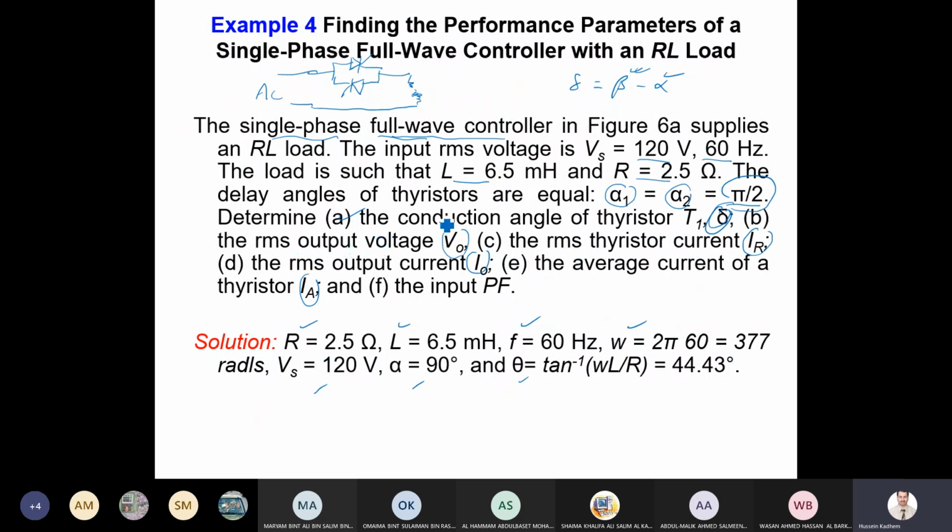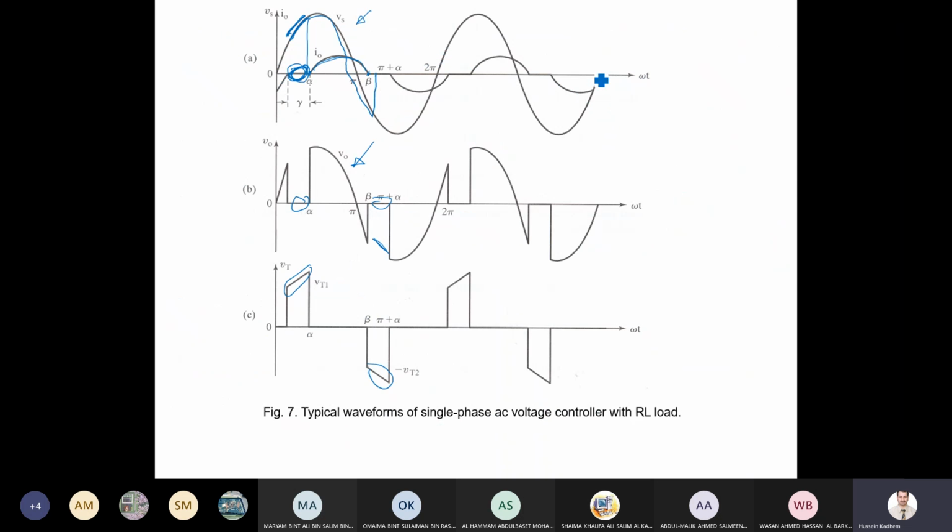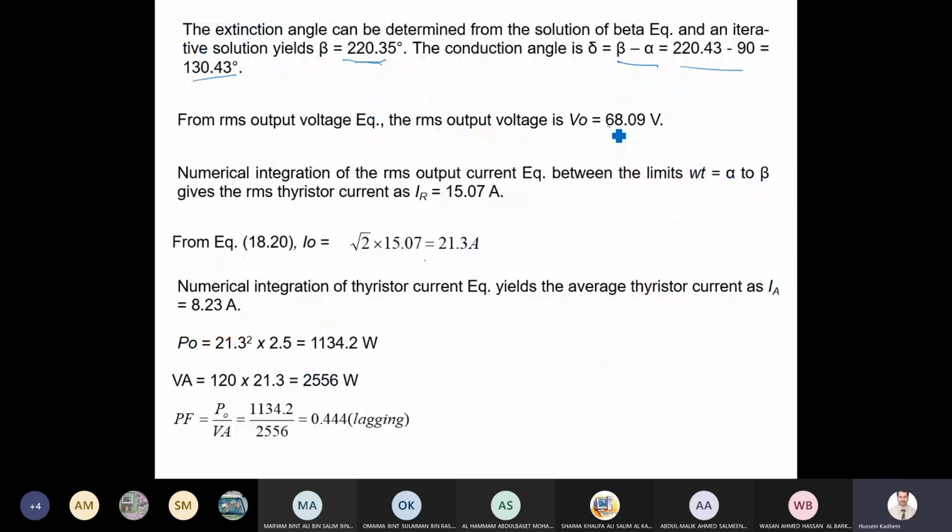In B, he asked me to find the RMS output voltage. Do I have an equation? Yes, this is the equation. I have alpha and beta, just calculated. Vs is given. Just substitute. I substituted and got the output voltage.